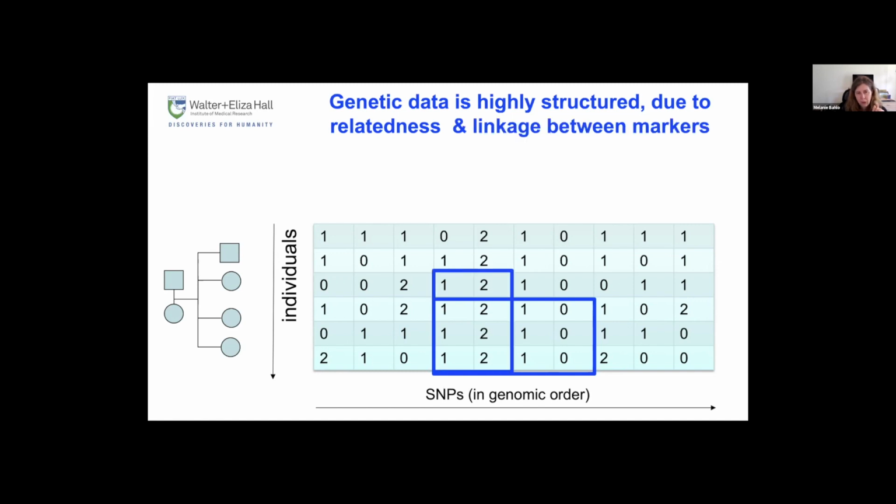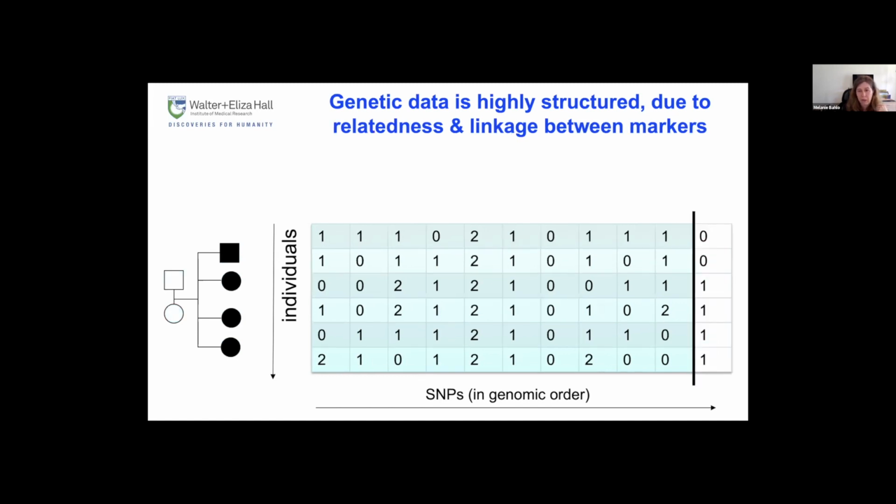But then there's also correlation between the columns, and this is simply because of the way we inherit our genetic material from our parents, which is usually by chromosomes, and then recombination breaks up those chromosomes in fairly large blocks. That's referred to as linkage between markers. So there's no IID here between individuals or SNPs. There's lots of correlations, but the good news is we can model that with statistical applied probability models.